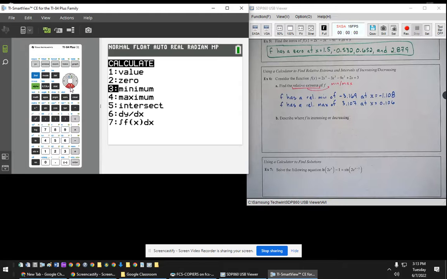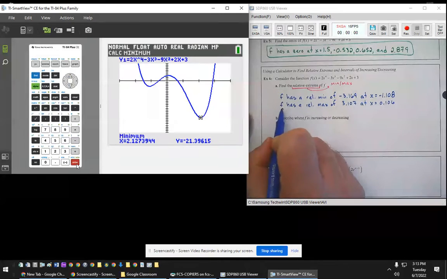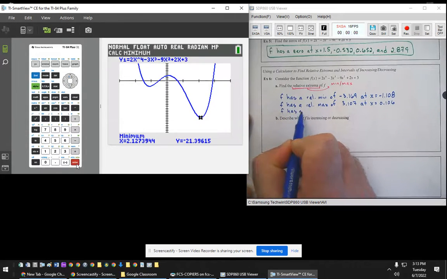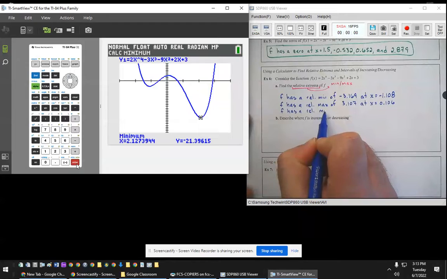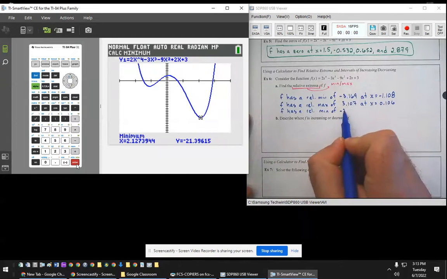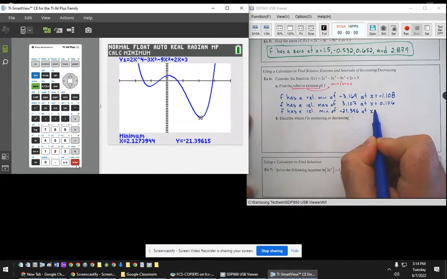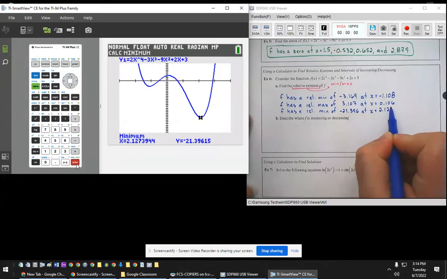Let's go find that minimum. So I'm going to select number 3. I'm going to move my cursor a little bit to the left of it. Close enough. I'm going to move it a little bit to the right of it. Close enough. And then I'm going to take a guess. And I get F has a relative min of -21.396 at x equals 2.127.